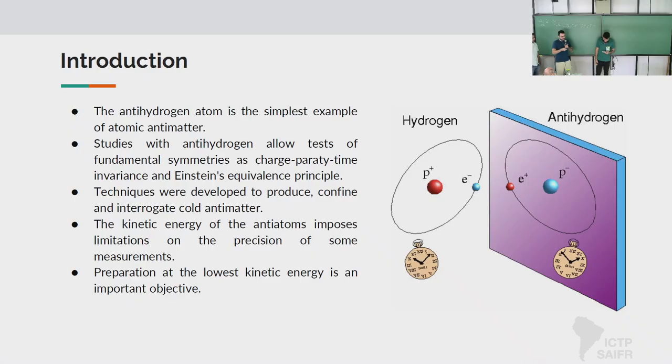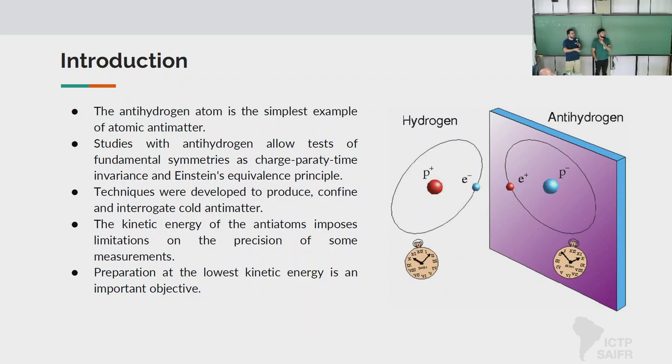So, giving you an introduction, why study anti-hydrogen? First is antimatter, and everyone wants to know more about antimatter. So, anti-hydrogen is the atom with the simplest example of atomic antimatter. Studies with anti-hydrogen allow tests of fundamental symmetries. We can compare the anti-hydrogen with the hydrogen. So we can test symmetries about charge, parity, time invariance, and Einstein's equivalence principle.